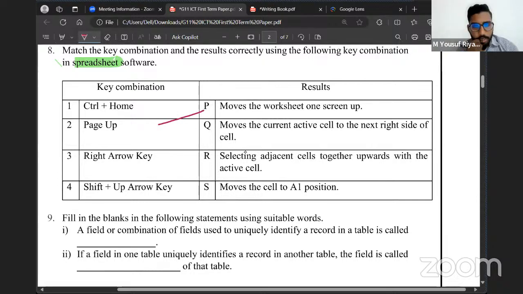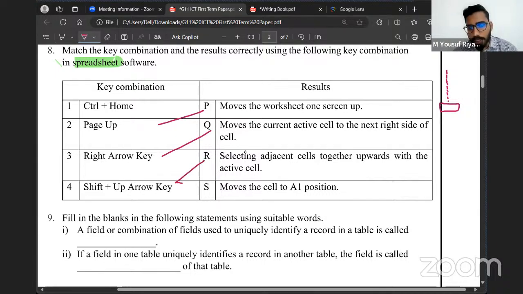Okay, number 2. Move the current active cell to the next right side cell. To go to the right side cell, you use the right arrow key. It's an easy one. Next, selecting adjacent cells. Adjacent means next to each other, along the same column or same row. Select an adjacent cell upwards together with the active cell. For example, this is the active cell, and you want to select the cells that are upwards. Then what do you do? Exactly. That's going to be shift plus the up arrow key.